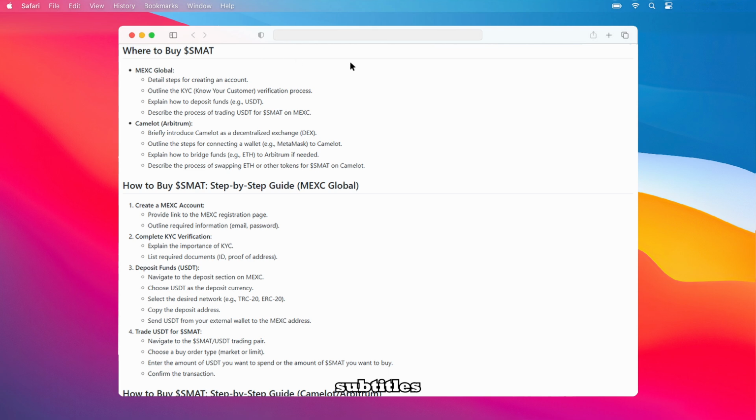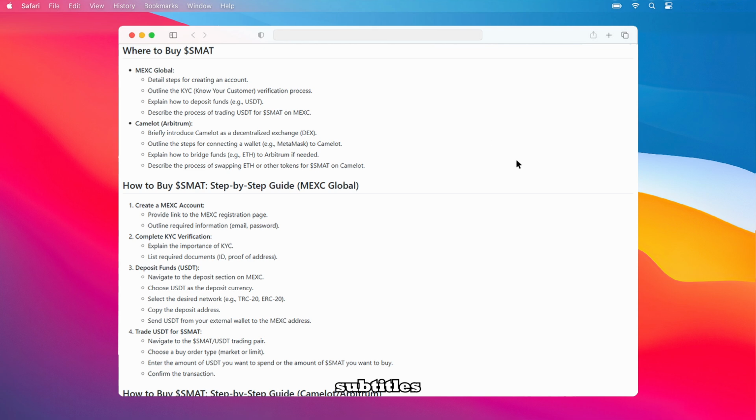Let's walk through the step-by-step process of buying $SMAT on MEXC Global. First, you'll need to create a MEXC account using the provided link, filling out the required information like your email and a secure password. Then, it's crucial to complete the KYC verification, which typically involves submitting required documents such as your ID and proof of address.